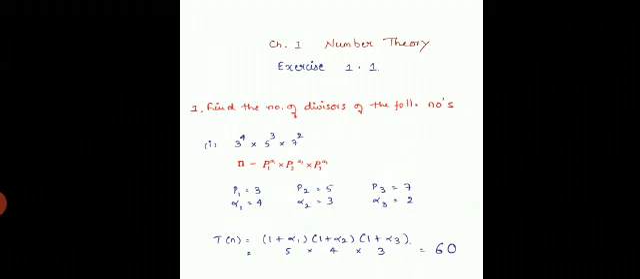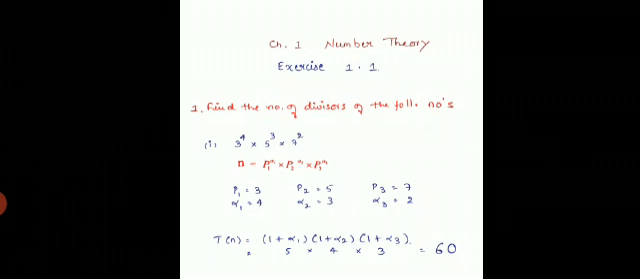Now we will solve some more examples from exercise 1.1. First one, find the number of divisors of the following numbers. First one, 3 raised to 4 into 5 raised to 3 into 7 raised to 2. Here they have given the canonical representation. You just compare the distinct prime factors with the repeated terms. That is, p1 is equal to 3, alpha 1 is equal to 4, p2 is equal to 5, alpha 2 is equal to 3, p3 is equal to 7, alpha 3 is equal to 2.